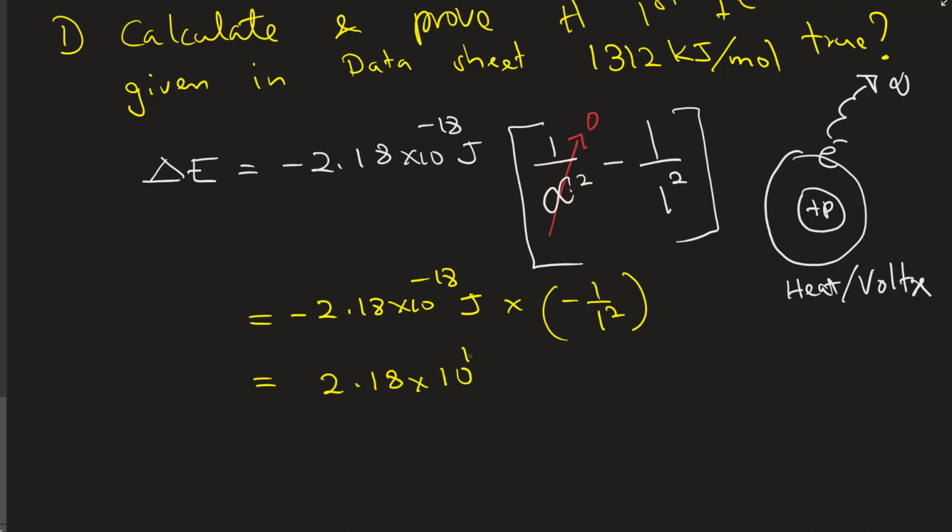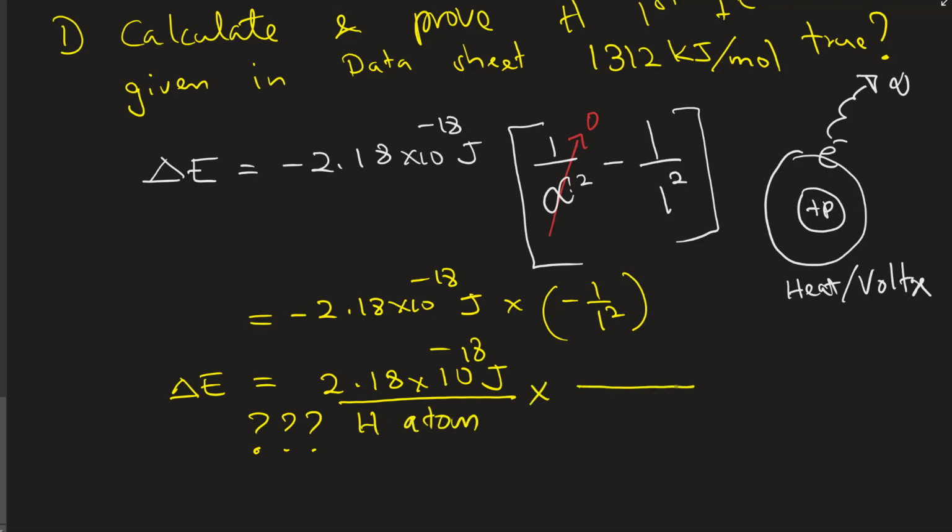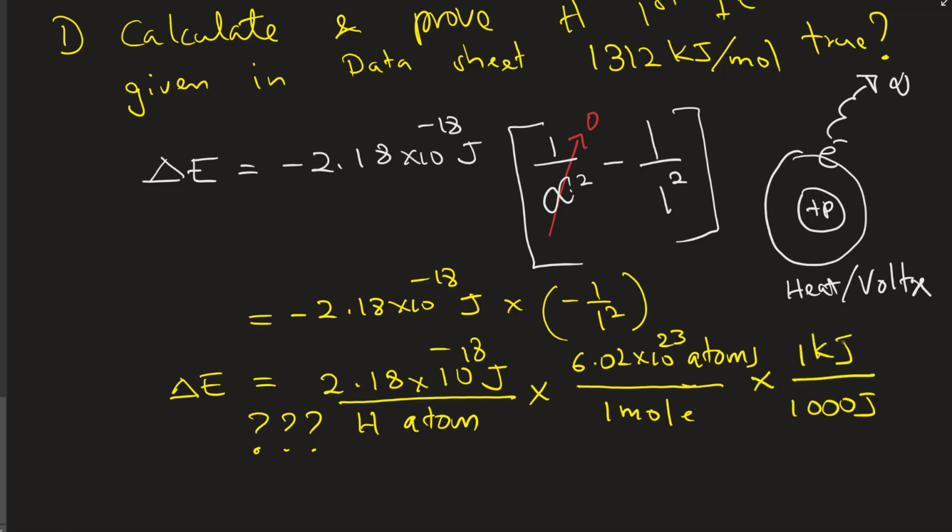So you plug in, then 1 squared is 1, and then you get 2.18 times 10 to the minus 18 joules. I don't see the 1312. What do we do? This is for one atom. So Avogadro number of 1 mole is that much, and 1000 joule is kilojoule. So you cancel the mole to mole, joule to joule, you get kilojoules per mole.